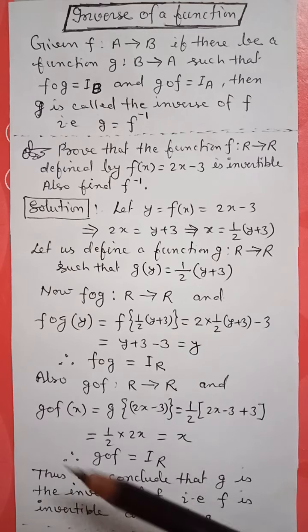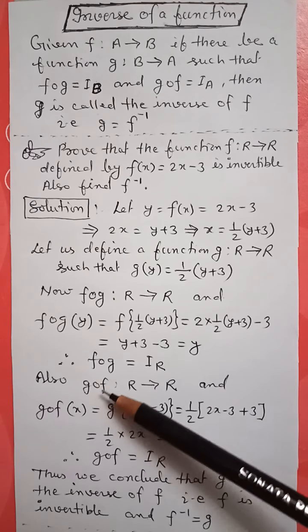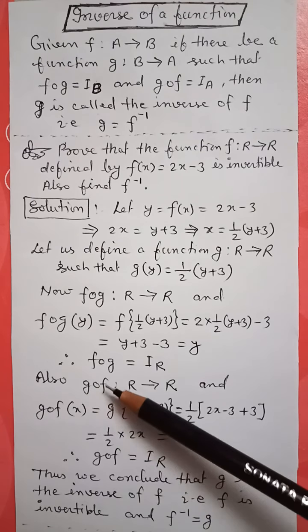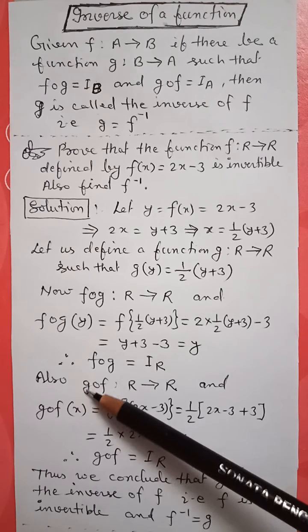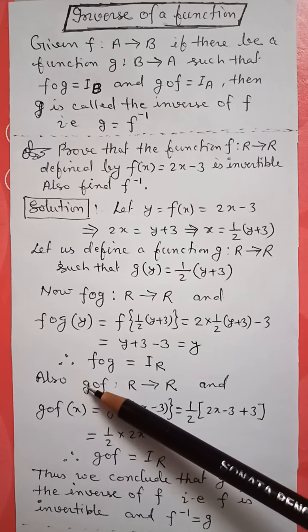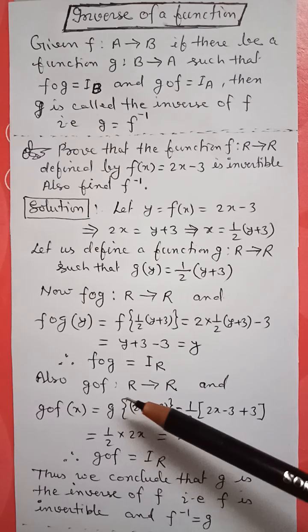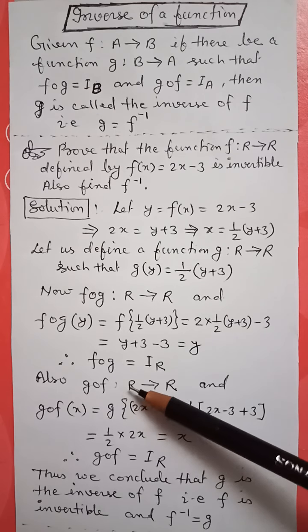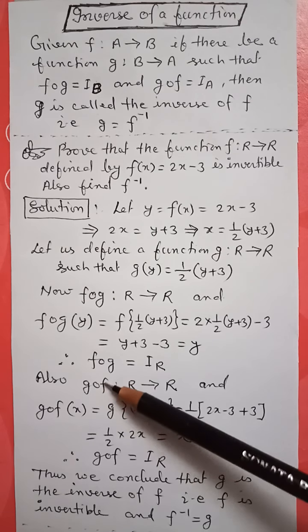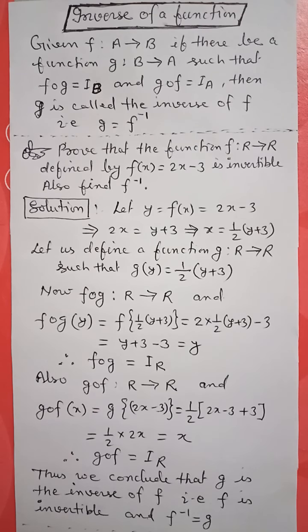Similarly, here g of f is also defined. Why? Because the range of f is a subset of domain of g, and therefore this is defined, and this is defined from the set R to R. Here R is the domain of f and here R is the codomain or range of g.